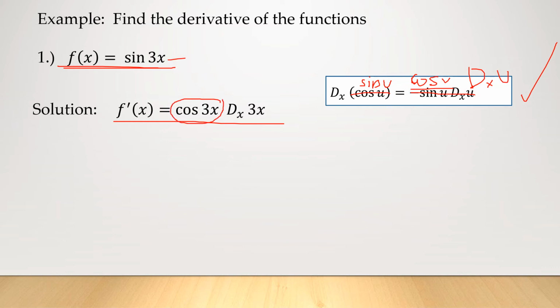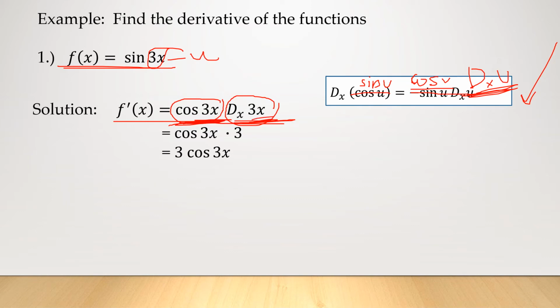By the way, our u is the 3x. So, we will just follow this rule: cosine u, so ito ang ating cosine 3x, times the derivative of the u, which is ang 3x. Okay, so we will get its derivative. Ang derivative ng 3x is 3, right? And then, we will just multiply this one. So, our answer is 3 cosine 3x.